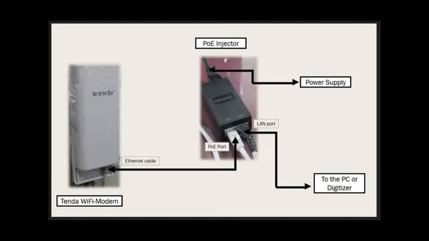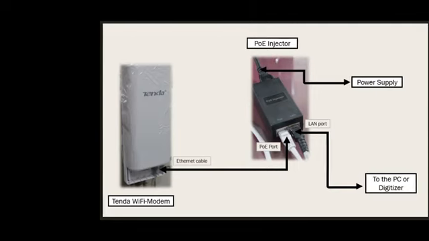Connect the PoE LAN or WAN port of the device to the PoE port of the adapter with an Ethernet cable. Connect your computer to the LAN port of the adapter with another Ethernet cable. Connect the power cord to the adapter's power port. And connect the other end of the power cord to a power outlet.